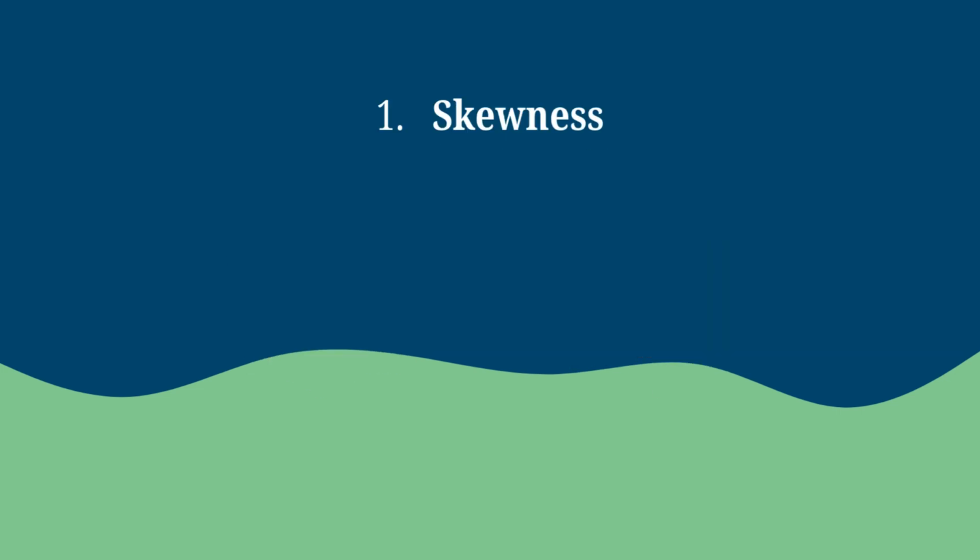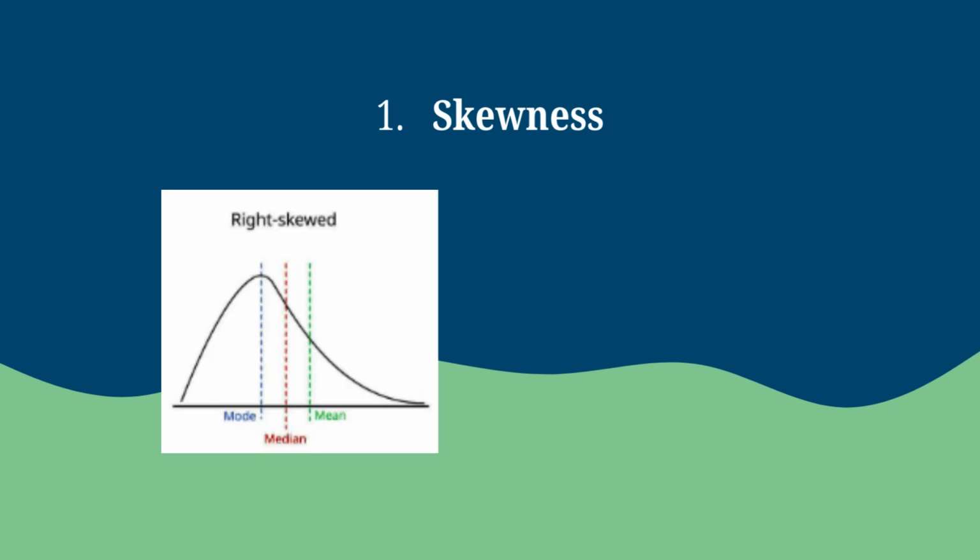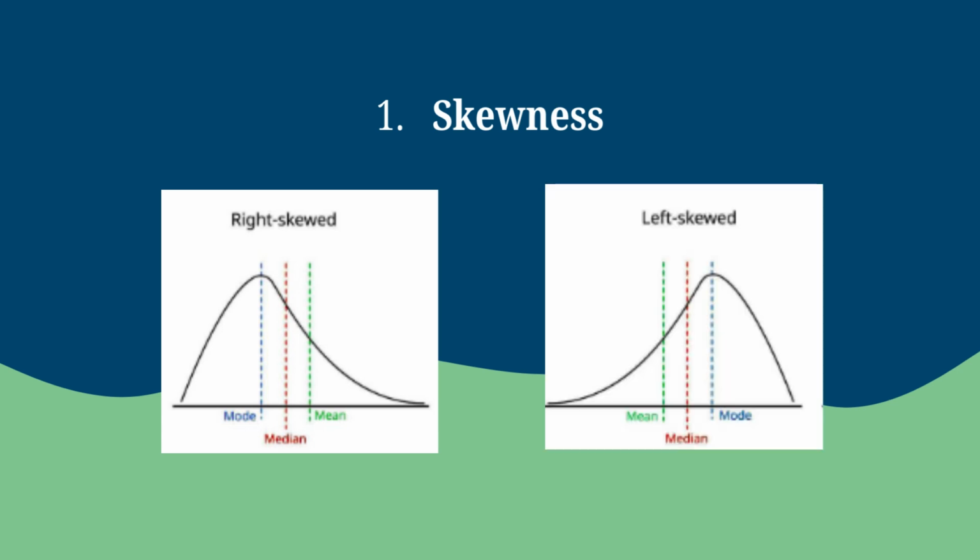First, skewness. Skewness indicates whether a distribution leans left or right. Right skewed means a long tail to the right. Example, income, sales. Left skewed means a long tail to the left. Example, a high scoring test where most values cluster near the top.